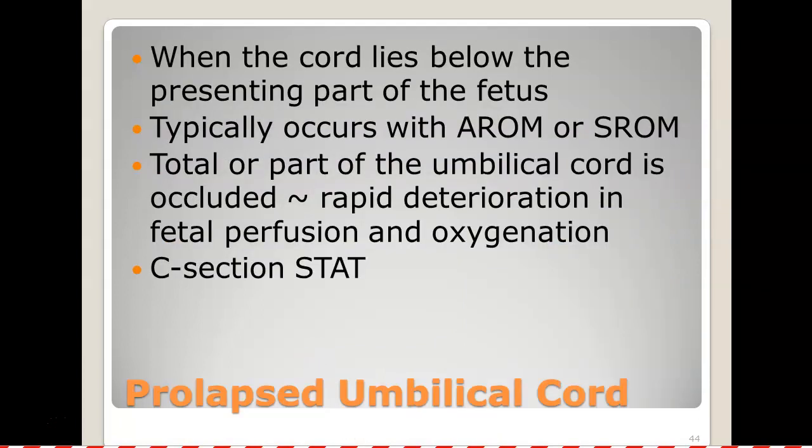Another obstetrical complication is a prolapsed umbilical cord. So this is again when the cord lies between the presenting part of the fetus. It typically will occur with that artificial rupture or spontaneous rupture of membranes. And I know we talked about this a little bit with the antepartum slides, where total or part of this umbilical cord is now occluded. And there's a rapid deterioration in fetal perfusion and oxygenation due to the cord compression. And this is requiring a C-section stat.